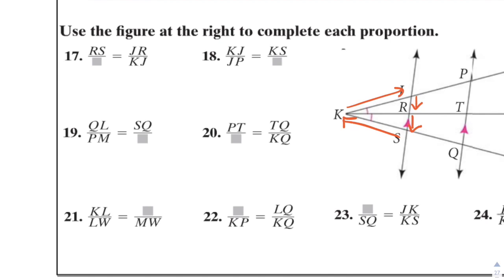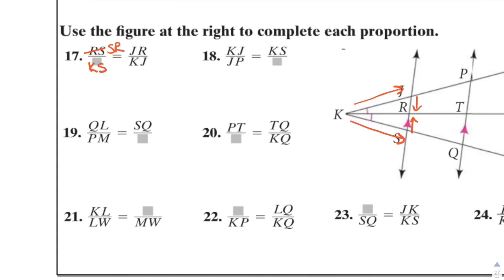Order should matter, and I think the textbook messed this up. It shows JR and KJ, but it really should be SR, because it should be going the other way, and then KS. So let's just clean that up. JR is to KJ as SR is to KS. Yeah, that's how it should match up.